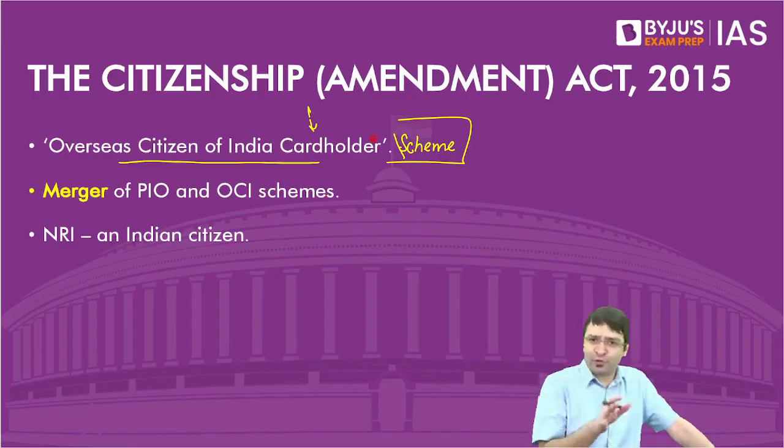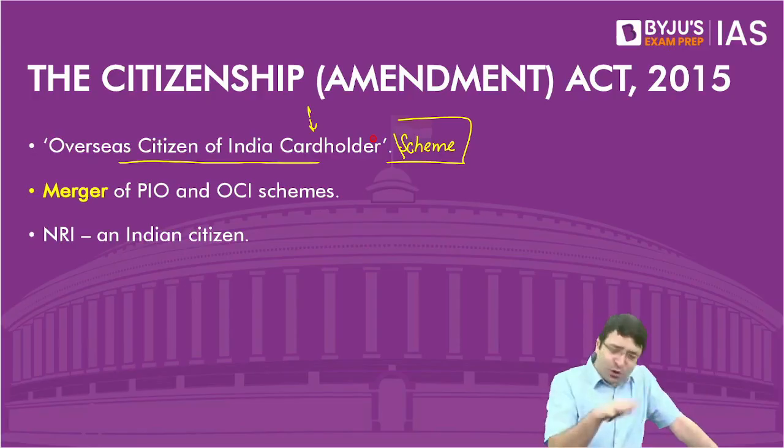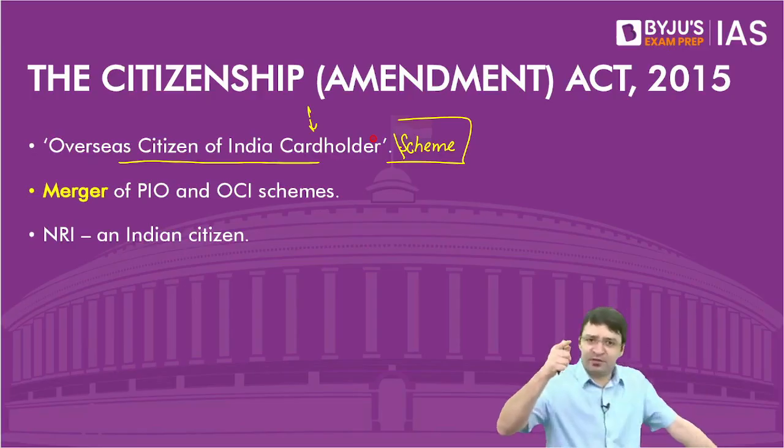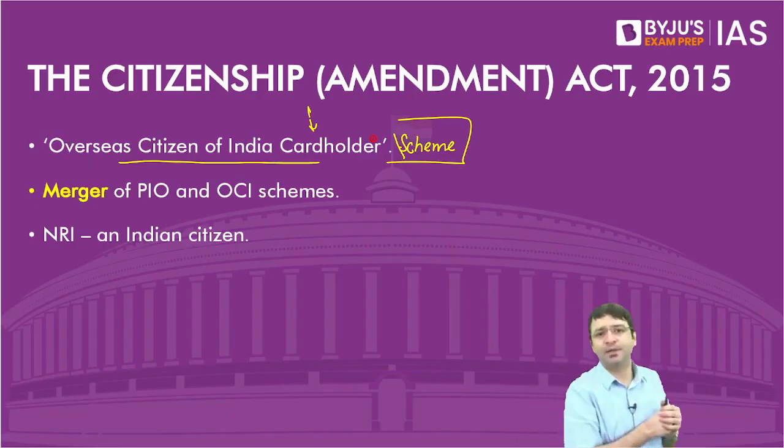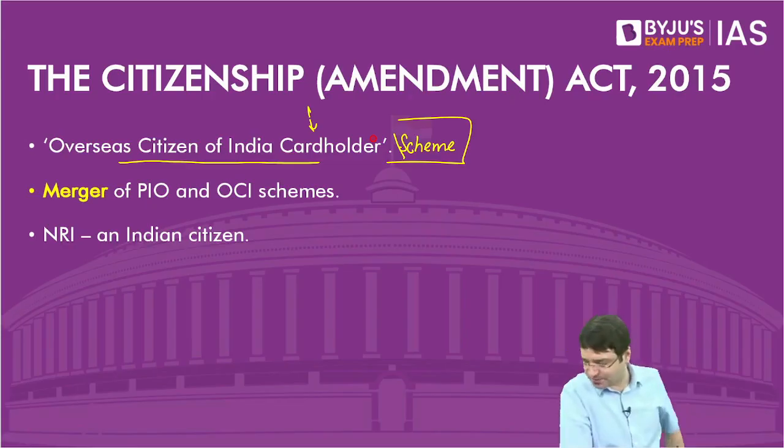You don't have to report to the police because you are basically helping strengthen India by sending remittances, by using your power in your respective countries to persuade your governments to have good relations with India. These are the two schemes, PIO and OCI. Any questions? Let me know.